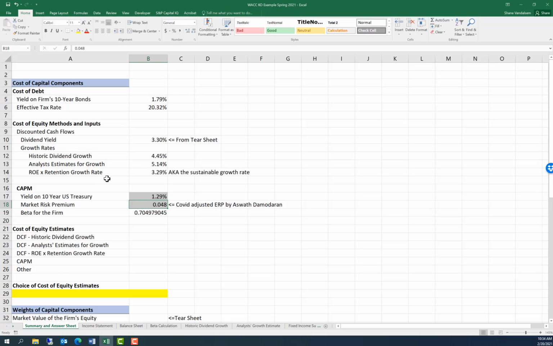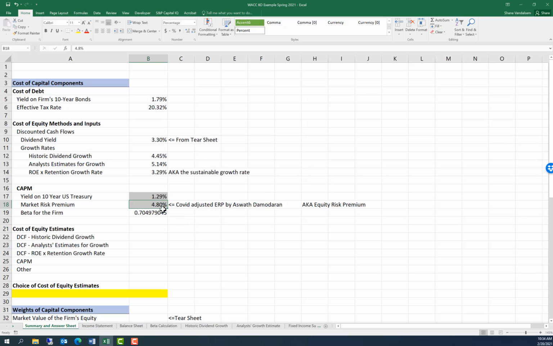And the market risk premium, this is also known as the equity risk premium. So Aswath Damodaran is a famous corporate finance professor at the Stern School of Business at New York University. You can go to his website, Damodaran Online, and he is very well known for calculating equity risk premiums every month, and is widely cited for his calculations.